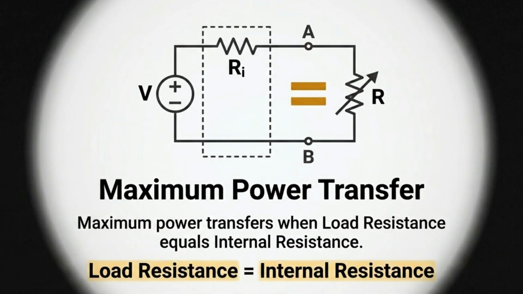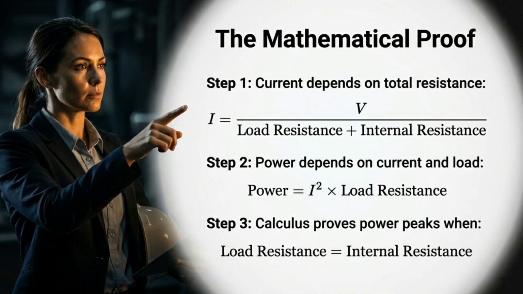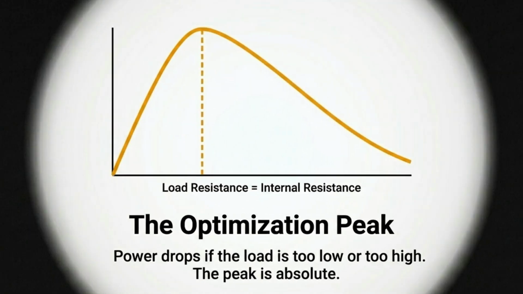Maximum power transfer occurs when the load resistance exactly equals the internal resistance of the source, maximizing the power delivered to the load. The mathematical proof confirms that power peaks when load resistance equals internal resistance. This is derived by relating current, power, and resistance. The optimization peak illustrates that power drops if the load resistance is either too low or too high relative to the internal resistance. The peak is absolute.